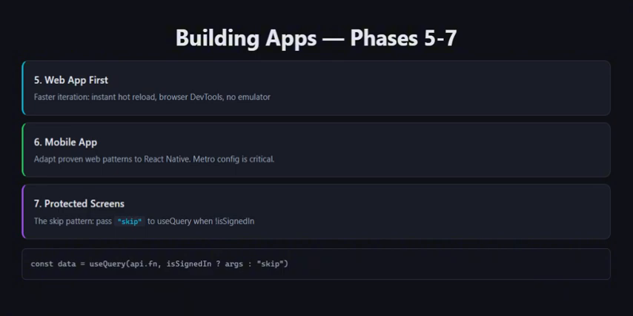Phases 5 through 7. Now we build the apps. Phase 5. Web app first. React, Vite, TanStack Router, Tailwind CSS v4. You connect to Convex, connect to Clerk, and render your first authenticated page that reads live data from the backend.